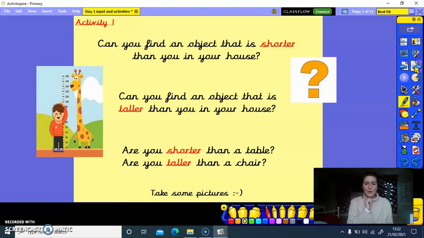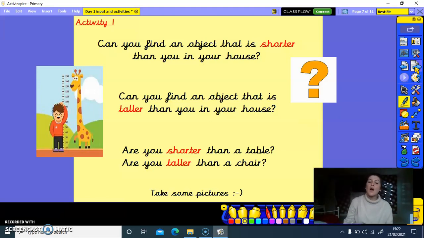Activity 1 then for you to have a go at today. Can you find an object in your house that is shorter than you? Then I want you to find an object that is taller than you in your house. It might be a fridge, could be the shelf, a chest of drawers.